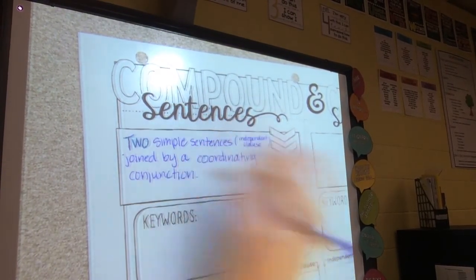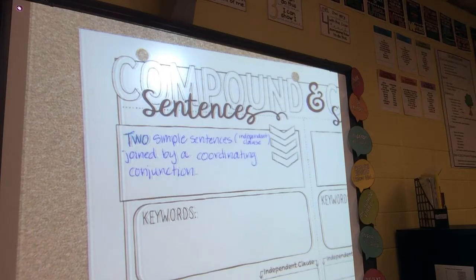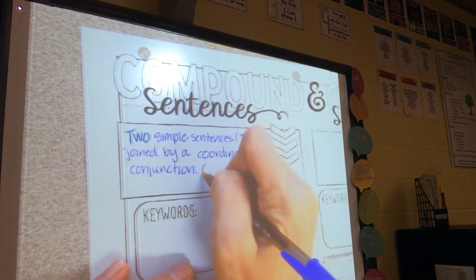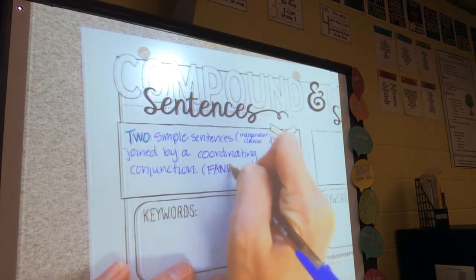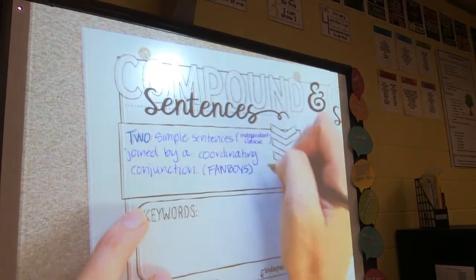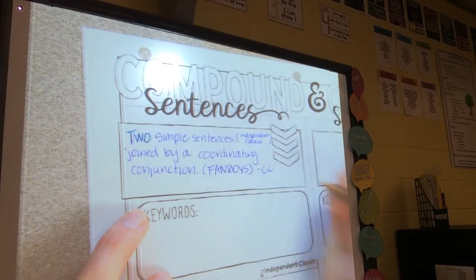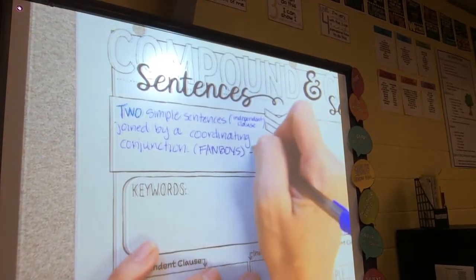Okay, when I say coordinating conjunction, what am I talking about? What are those words that join the compound sentences? Tell me. For, and, nor, but, or, yet, so. Very good, the fanboys. Okay, so when I say coordinating conjunction, I'm talking about the fanboy words. For purposes of abbreviating coordinating conjunction, we're going to write CC.